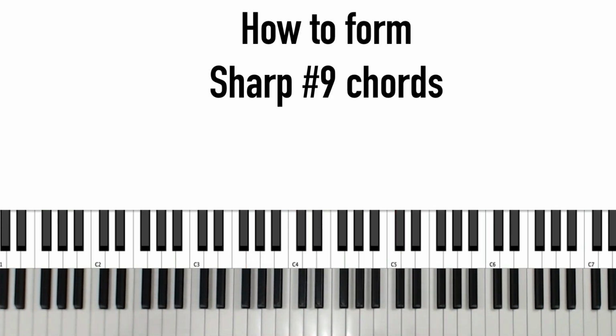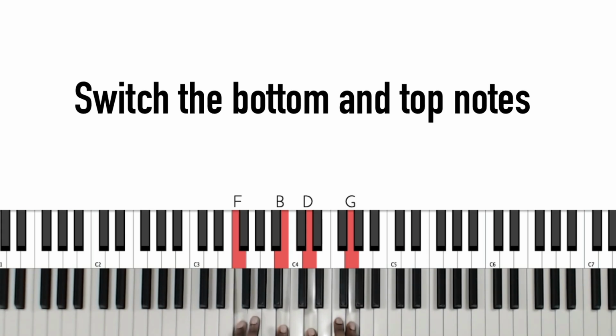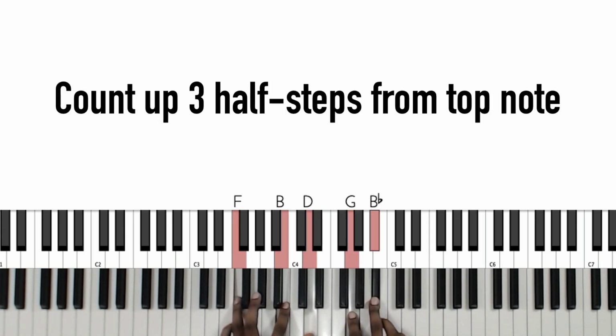So to form a sharp 9 chord, all you do is take any dominant chord, say G7, which is a G, B, D, and F. We take the G to the top, the F to the bottom, and we go up 3 half steps from the top note. 1, 2, 3, and it forms the types of sharp 9 chords that we gospel musicians like to use.